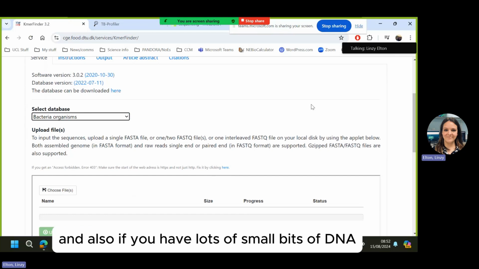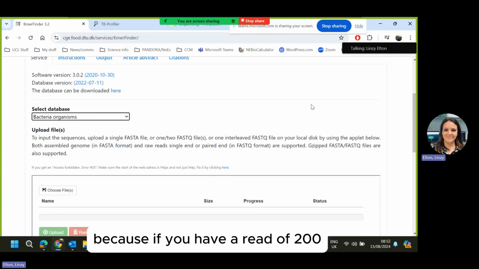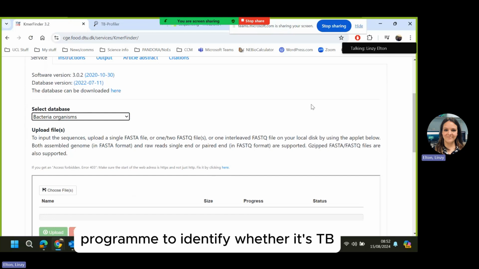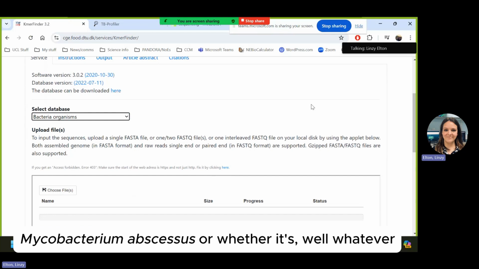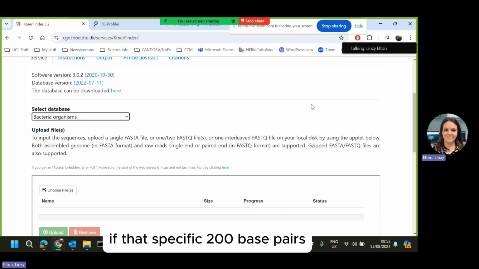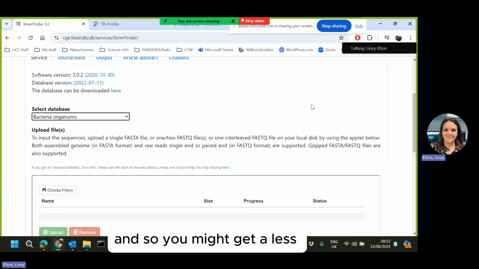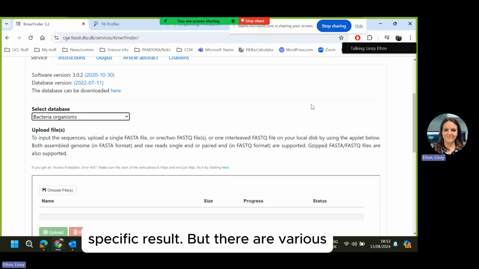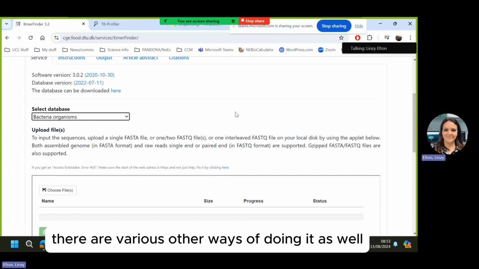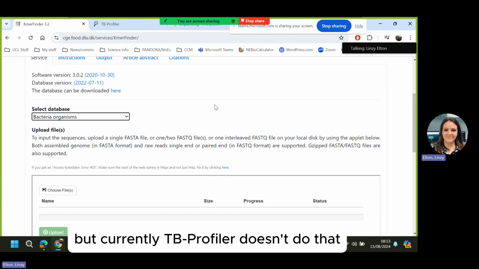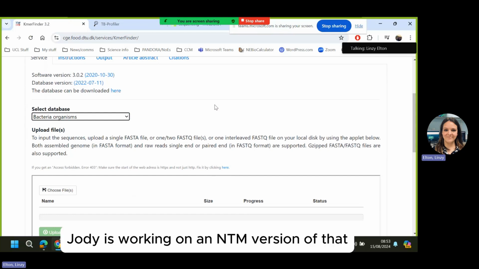And also, if you have lots of small bits of DNA, it can come back with lots of different things, especially with TB, because if you have a read of 200, say, base pairs long, and you've put really poor DNA in, it's very difficult for the program to identify whether it's TB or whether it's, you know, abscessus, or whether it's, well, whatever, Canetti. If that specific 200 base pairs is part of that repeating region, then it will be really hard for it to identify exactly where it belongs, and so you might get a less specific result. But there are various other ways of doing it as well. So you can definitely identify which species it is. But currently TB Profiler doesn't do that, but I do know that Jody is working on an NTM version of that.